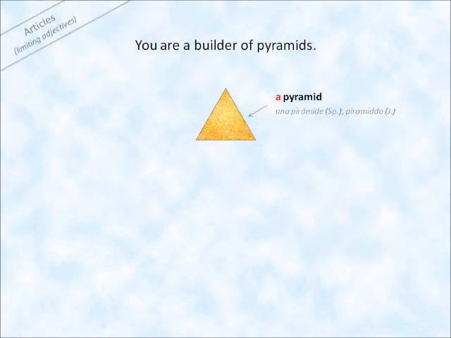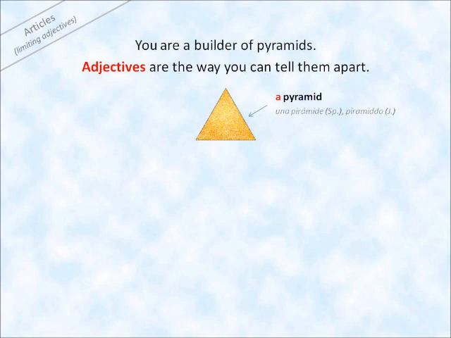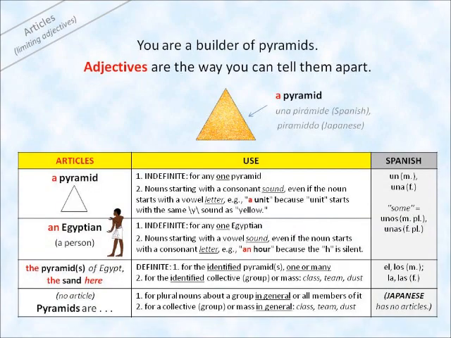You are a builder of pyramids. Adjectives are the way you can tell them apart. A pyramid. A is an indefinite article, and it is used before nouns starting with a consonant sound. An Egyptian. An is an indefinite article, and it is used before nouns starting with a vowel sound.